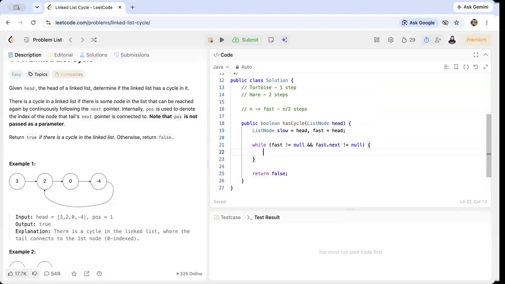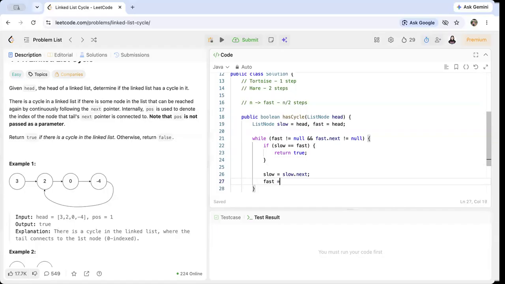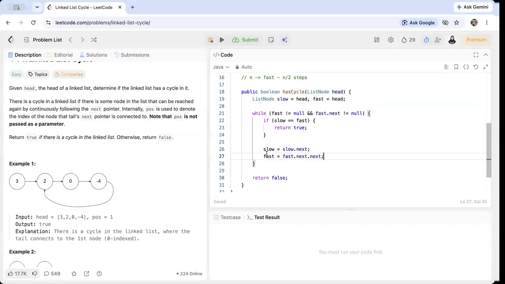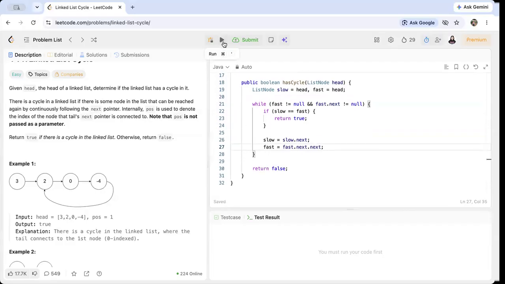Let's see how we detect the cycle. If at any point my slow is equal to fast, we know that slow and fast pointers have met, so in that case we'll return true. Else, slow is equal to slow dot next, and fast is equal to fast dot next dot next. So this is how we move. Let's run the code and submit this.